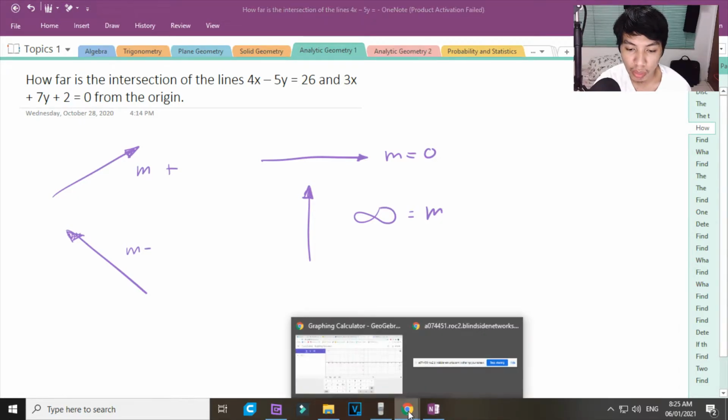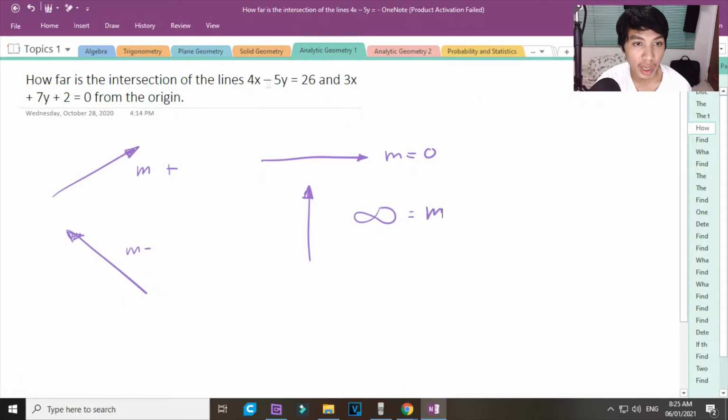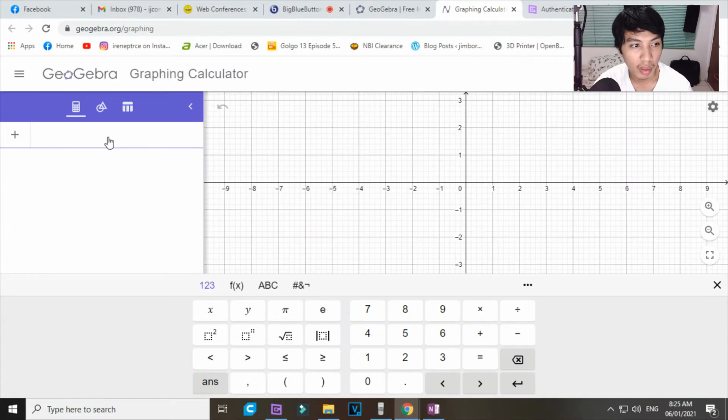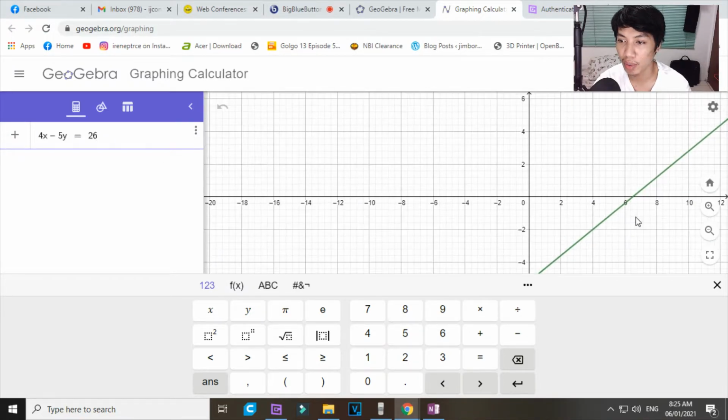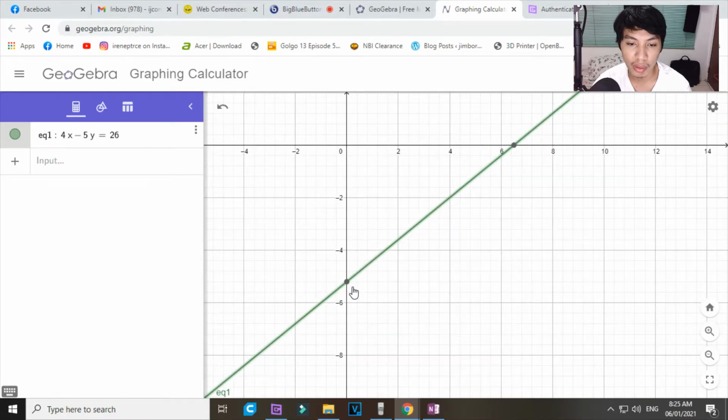Again, go back to GeoGebra. So, what is the equation of the line? 4x plus 5y equal to 26. Copy natin ito. Pwede natin i-paste yan. Okay? That is your line. Makita mo dito, this is the line. Makita mo yung coordinate niya, yung y-intercept and then the x-intercept.